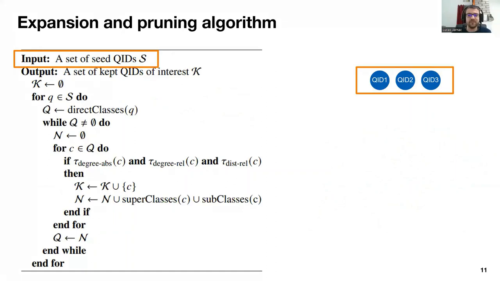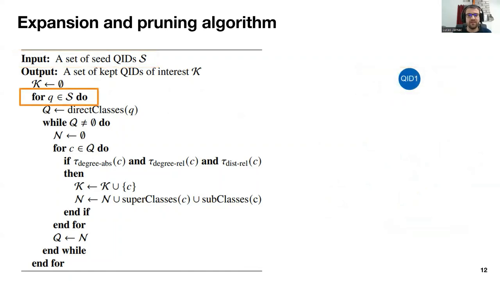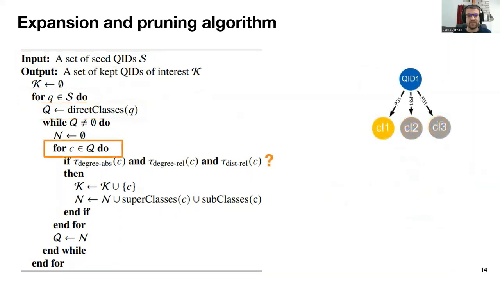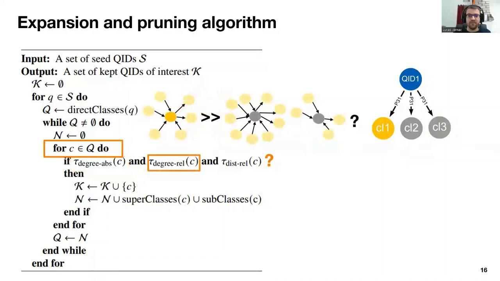So the expansion algorithm with pruning takes as input a set of QIDs. Then, for each QID in this set, we retrieve its direct classes. Then, for each class, we check whether it respects the different thresholds. So we check the absolute degree threshold, which corresponds to a fixed threshold not to be exceeded to avoid exploring classes that are too generic. Then we check the relative degree threshold, which is computed at each level of expansion and allows us to verify that the class doesn't have a large degree deviation from other classes of the same level of expansion.